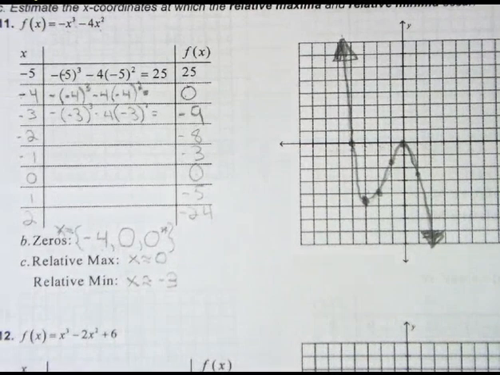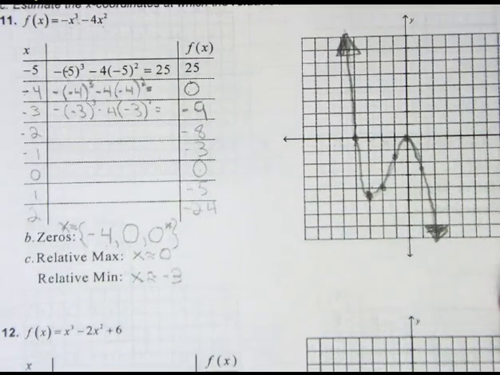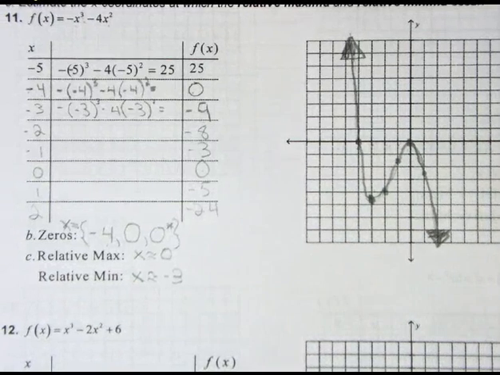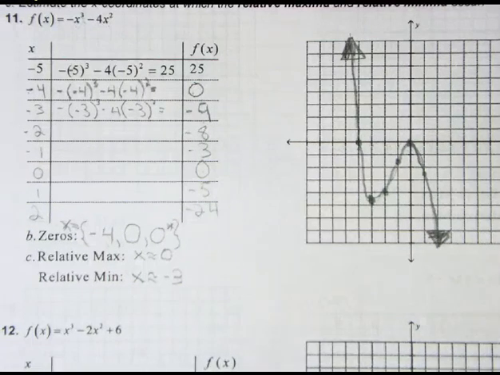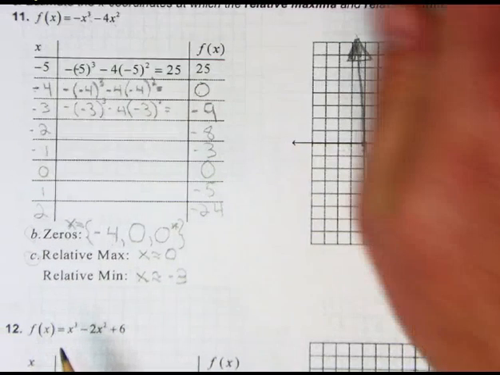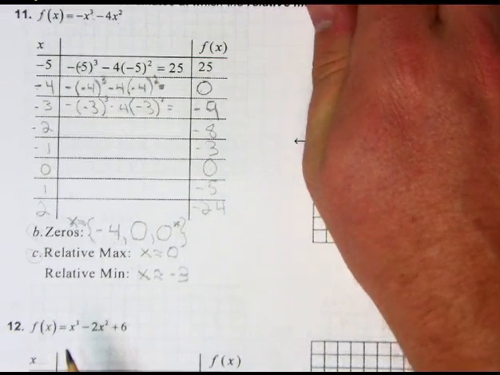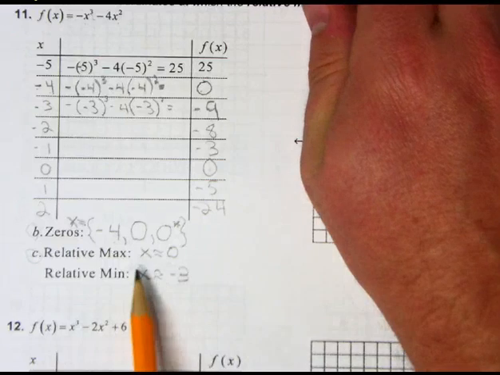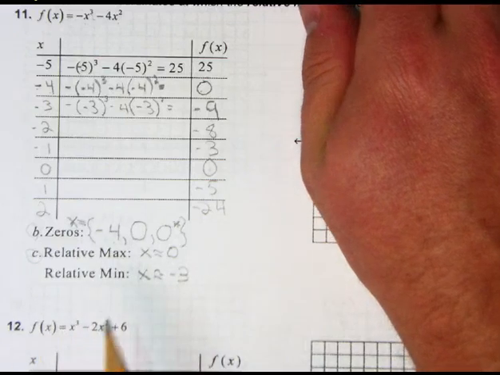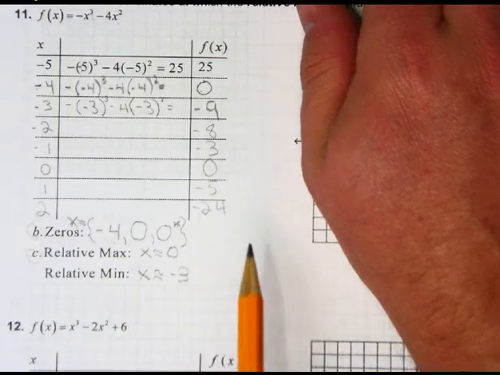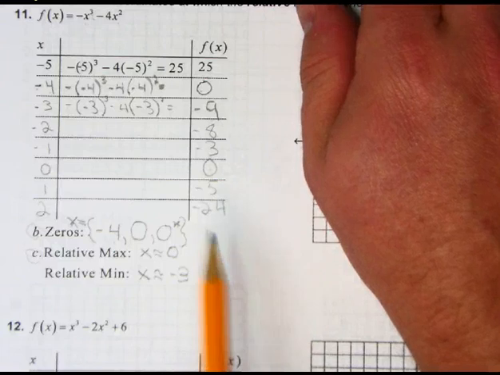Okay, all right. Now here's something to think about. How can we get these answers right here in part B and part C without the graph? That's what you want to be thinking about. How can I get this same information but without having the graph in front of me, just by using the table?